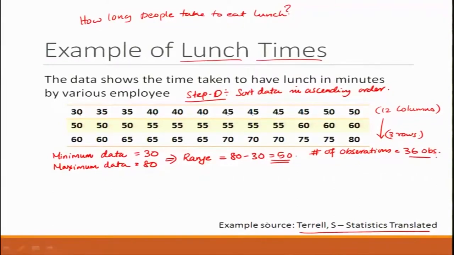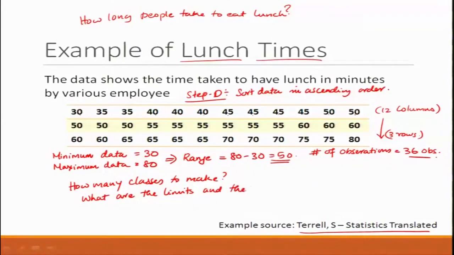Okay. So, these two things: the question here is, your practitioner's choice is how many classes to make. And second is, what are the limits? And then class boundaries. So, you do class boundaries so that the limits get translated to the class boundary and the ambiguity is removed. And the rule of thumb that we said is 5 to 15.